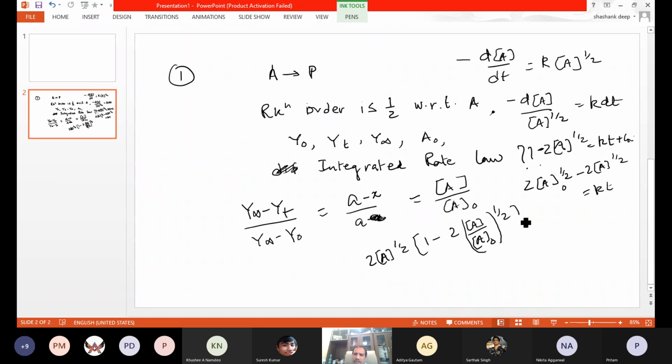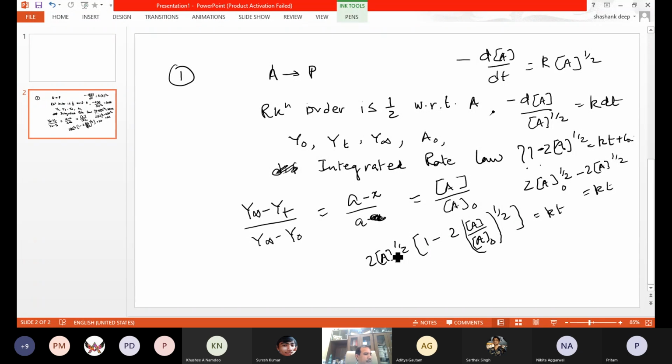Is this okay? KT. And this we already know. Put this value from here, and you will get the answer. Is this okay? Yes, sir. Okay. Anything else?